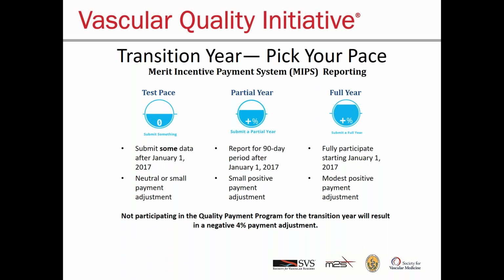So they created these two other options. One's called partial year participation and one's called full year participation. And by participating in those, i.e. reporting for at least 90 days on more measures in partial year, reporting for the whole year in full year, people could get higher scores, more bonus money, but also would absolutely avoid the penalty. But CMS realized there were a number of physicians, over half of the physicians in the country, who weren't participating yet in any quality reporting programs. And so that's why they started test pace to get people going.